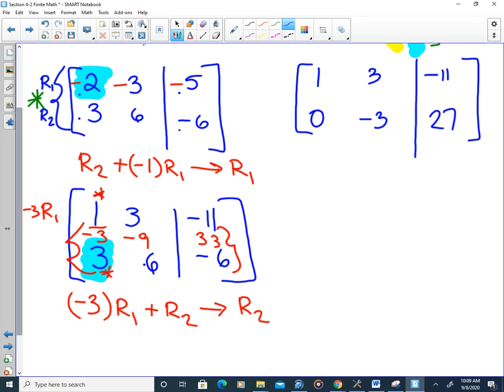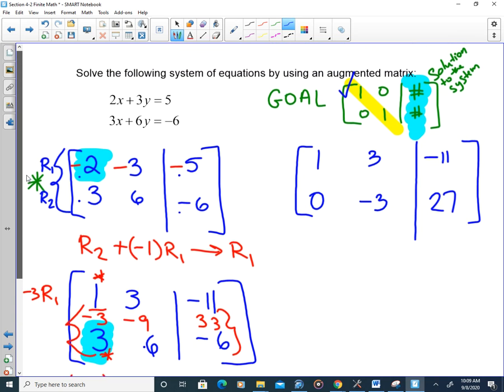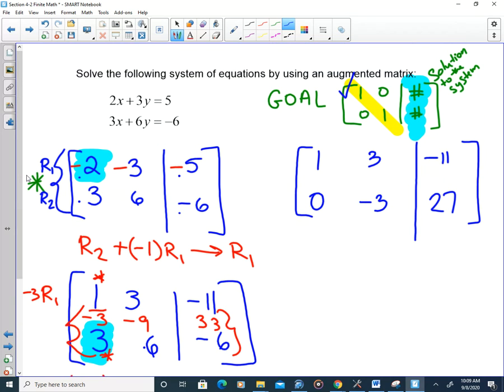Okay, so let's see how we're doing. We got a 1 in this position. We got a 0 in this position. So now I need to work on this position here. I need to change that negative 3 into a 1 by using our row operations. The easiest way to get this to be a 1 would be to take negative 1/3 times row 2 and then replace row 2.